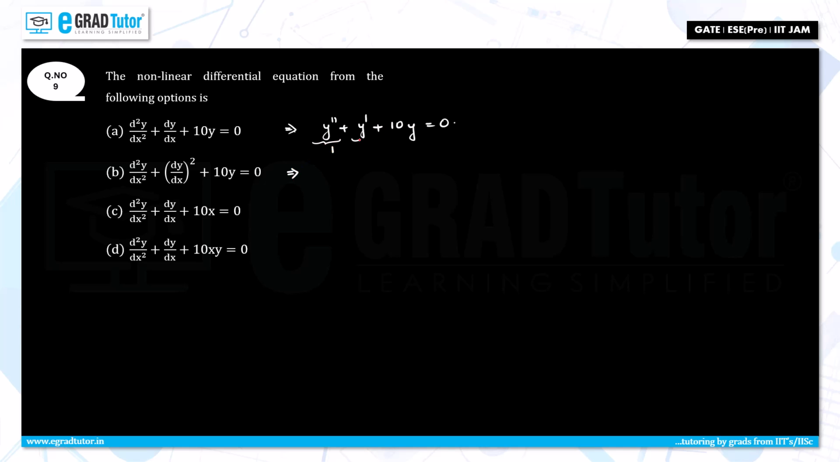Okay, so now let's look at this equation. What is the degree here? 1, 1, 1. Okay, here y double dash plus y dash the whole square plus 10y is equal to 0. What is the degree here? 1. Here 2. Here 1. So this is non-linear. Right, you can check in the same way the other equations also.